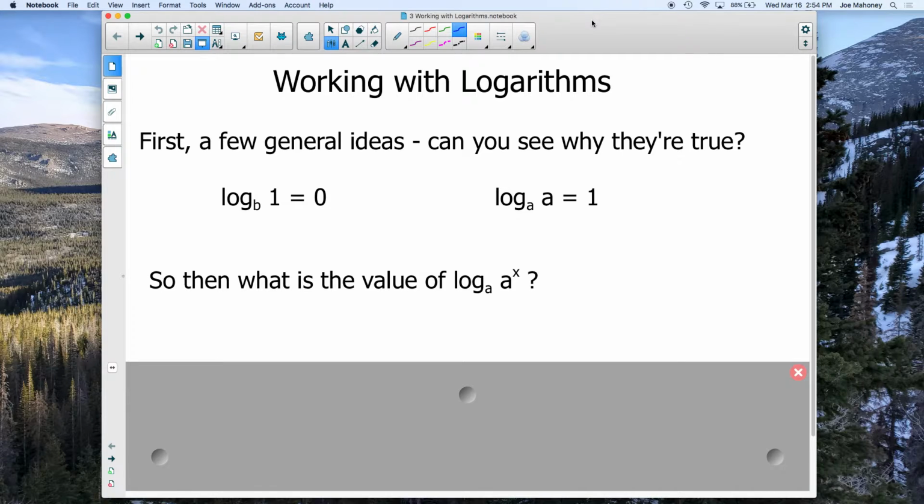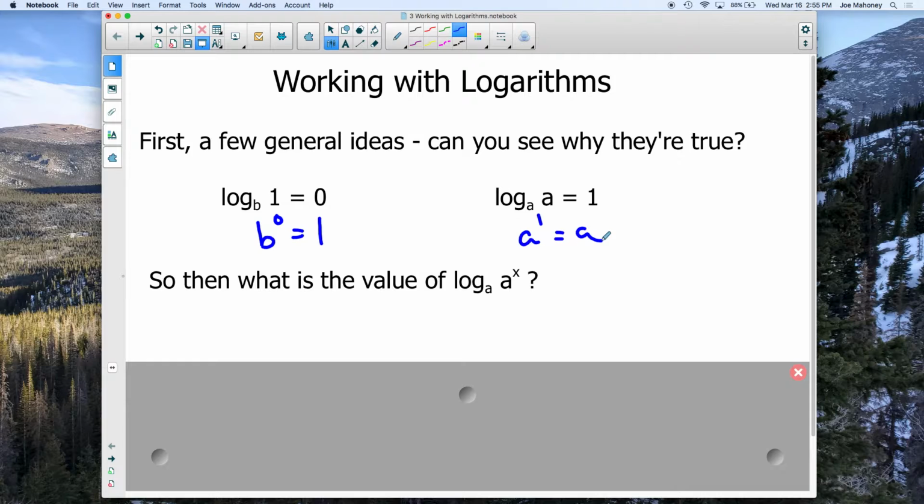And maybe what we're thinking of here is if we put this in exponential form, we get b to the 0 equals 1, which is true, and a to the first power equals a, so that's kind of true. So then think for a minute, what would be the value of log of a to the x in base a? Write down a guess, and we'll see how we do.